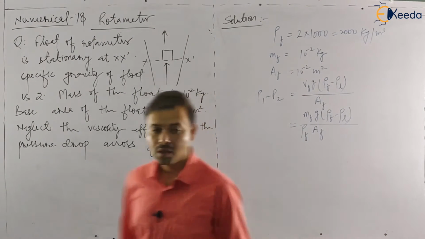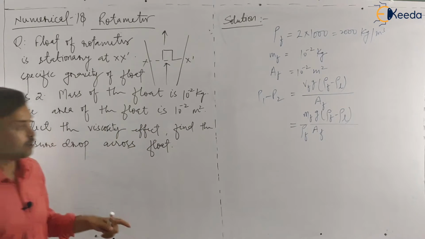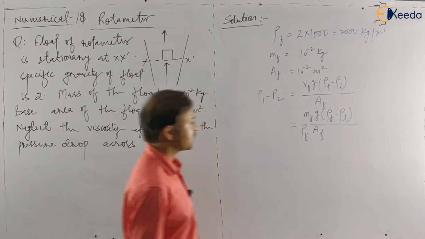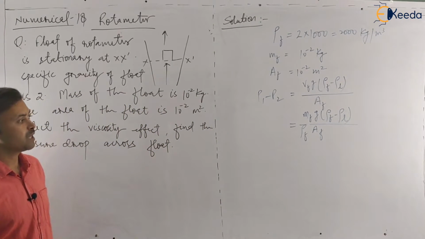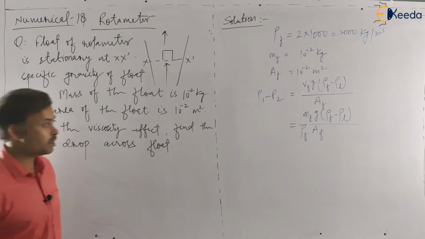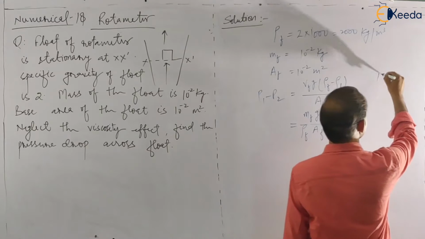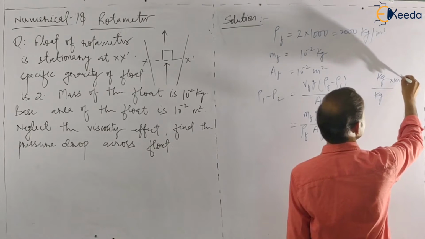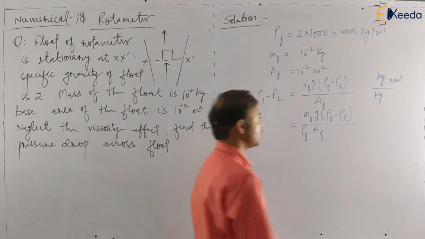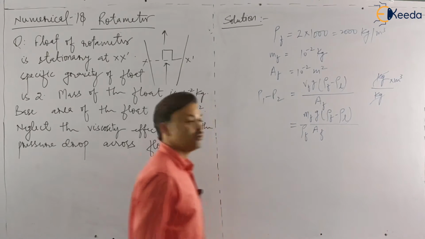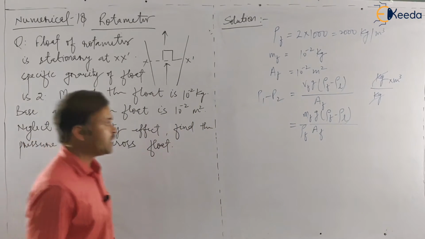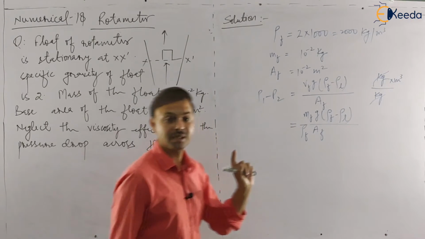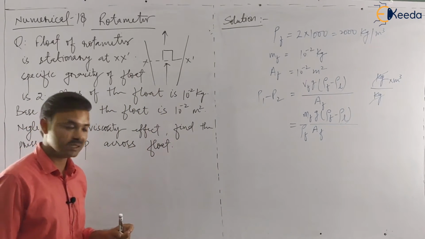So mf is in kilogram, rho f is in kilogram per meter cube. Then we will have volume, because kilogram divided by kilogram per meter cube will put meter cube in the numerator, and kilogram will be cancelled out, so we will have volume. So we have converted volume as mass divided by density. Volume is nothing but mass divided by density.